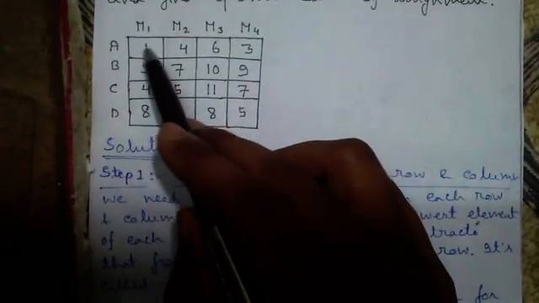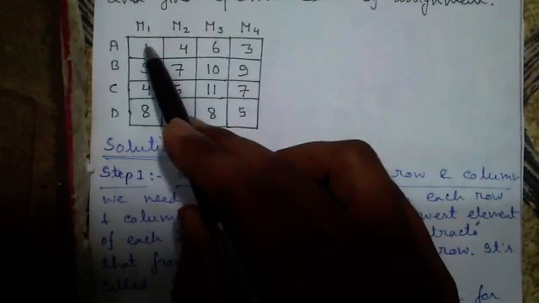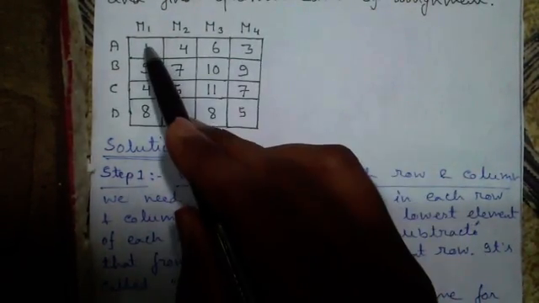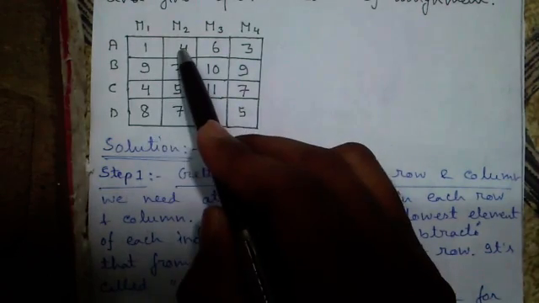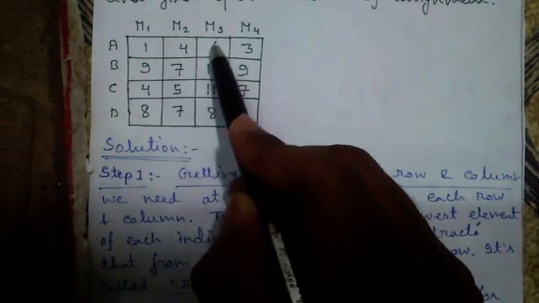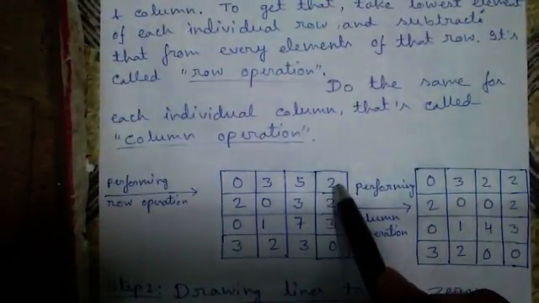What does that mean? That means scan each row for the smallest element. For row 1, the smallest element is 1. So we will subtract 1 from each of the elements in row 1. So 1 minus 1 is 0, 4 minus 1 is 3, 6 minus 1 is 5 and 3 minus 1 is 2. So we will get 0, 3, 5 and 2 in row 1.